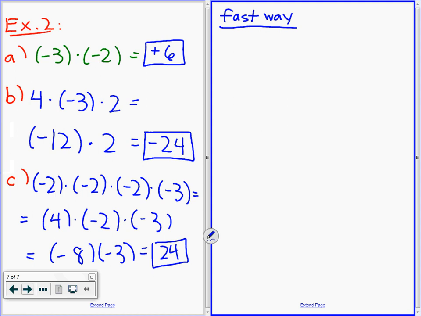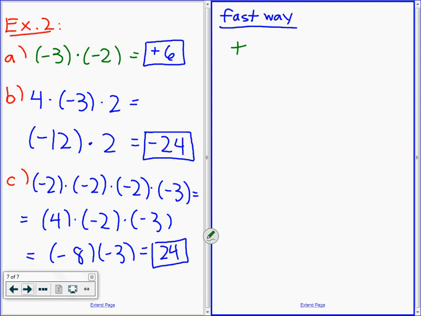What I'm going to do is check the sign first. So I start with a negative and I multiply by a negative. That makes it what? Positive. Positive times a negative makes it? A negative times a negative makes it? So I went all the way through and just did the signs first and found out it was positive.